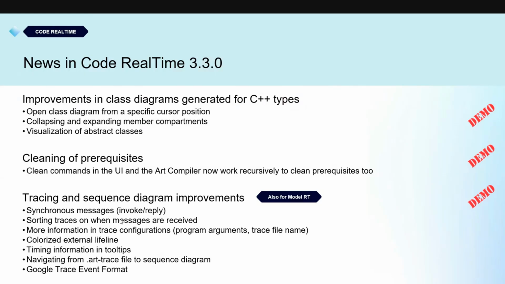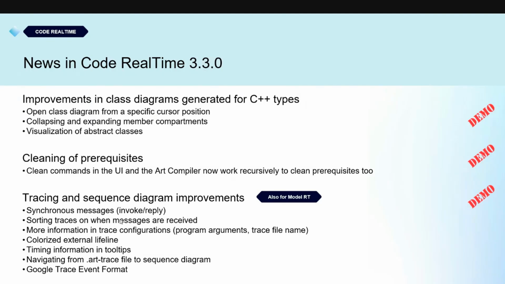And then another area where there were many improvements is tracing and sequence diagrams. Just a reminder that this applies both for Code RealTime and Model RealTime users, since tracing is implemented in the target RTS, and also Model RealTime users can benefit from the sequence diagram visualization that is present in Code RealTime. So for example, we now have support for capturing synchronous message communication, that is invoke reply, and there is a visualization for them in the diagrams.